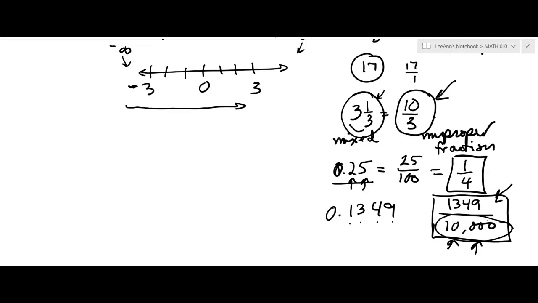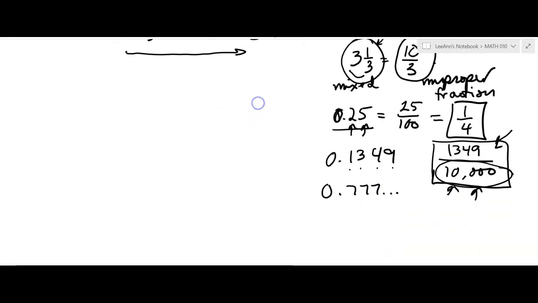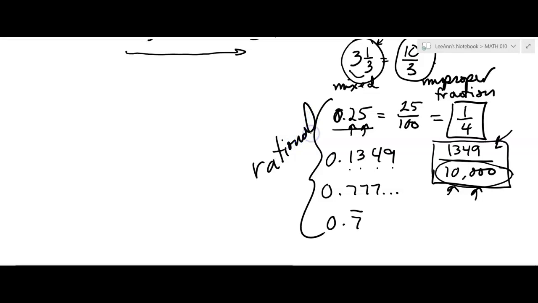Now, we also have decimals that repeat, like 0.777, and the 7 goes on. They write it that way, or sometimes they'll write it 0.7 and they'll put a bar over it. That means the 7 is repeating. Any repeating decimal is also a rational number. So these are all rational numbers. Now you might be saying, well, how are you going to turn that 0.777 into a fraction? We have ways of doing that, but we're not going to cover it in this class. Just know if it's a repeating decimal, it can be written as a fraction. Okay, and these are called rational numbers.